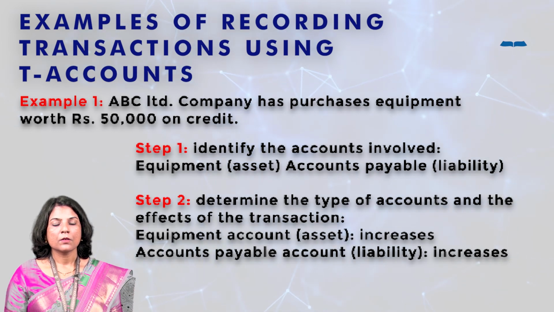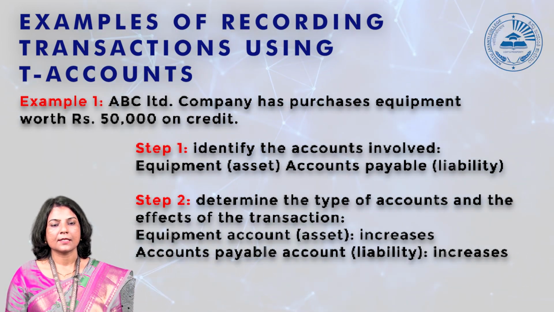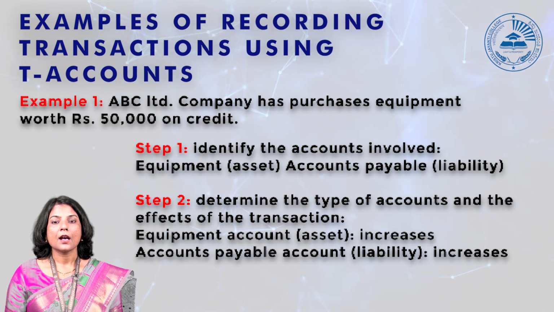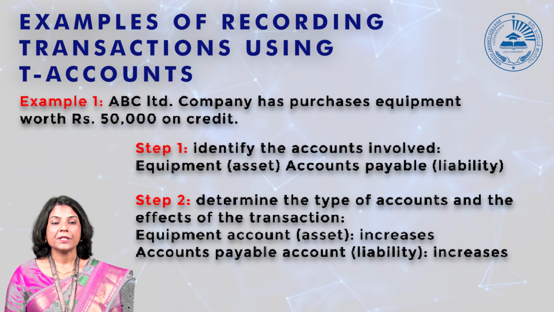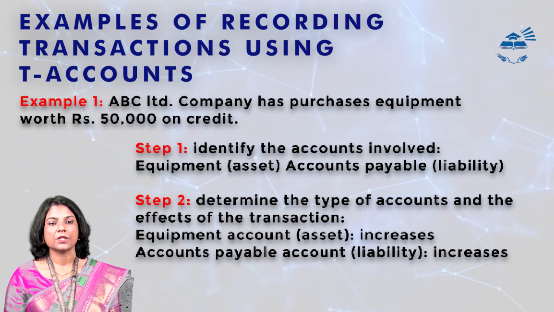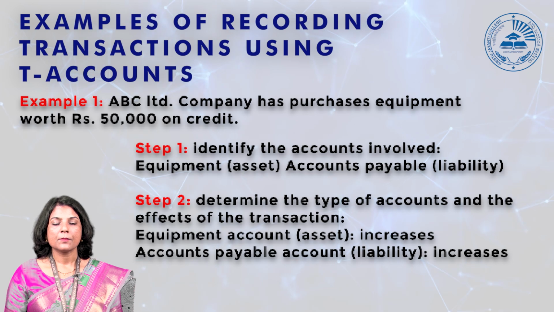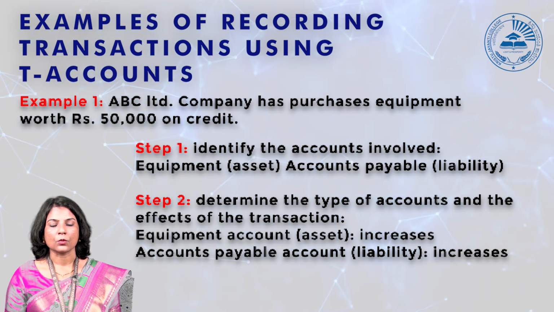So there are two types of accounts involved in this transaction. The first one is equipment or asset accounts. The second is the accounts payable. The company has taken it on credit. That's why it is a liability for the company, which the company has to pay 50,000 in future. That's why it will be going to the accounts payable, which is a liability account.